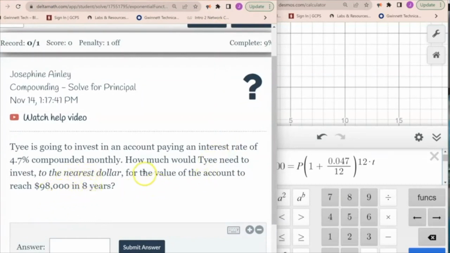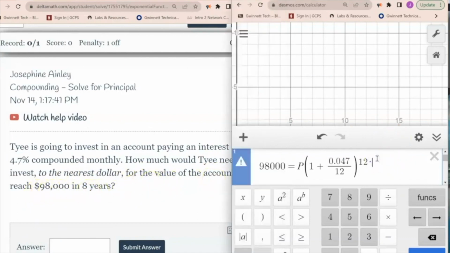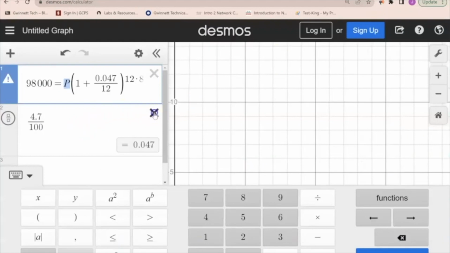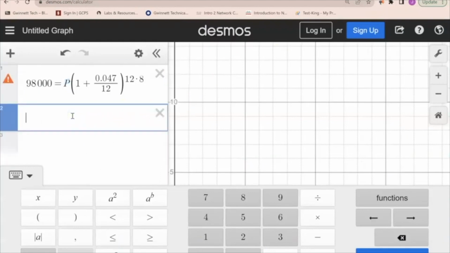Oh, here we go. I was wondering what the time was, to reach 98,000 in 8 years. So the time is 8. So we are solving an equation for P. For you to understand this, it's really some basic algebra that you need to understand.